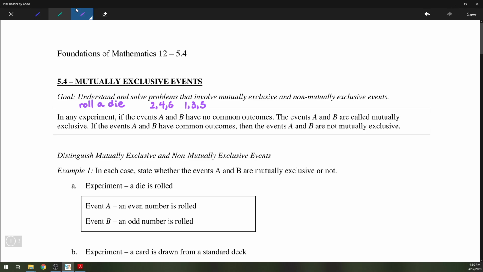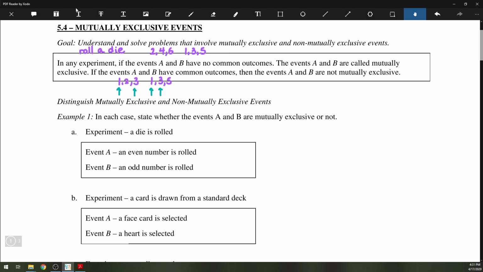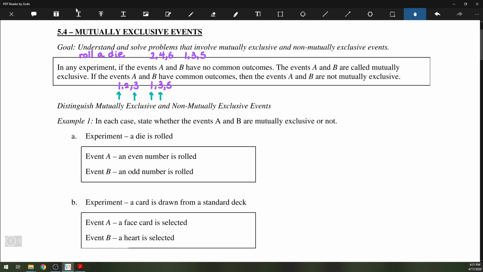Let's say instead event A is the outcomes 1, 2, and 3, and event B is still the odd numbers. Then they are not mutually exclusive because they have shared outcomes, in this case 1 and 3. So they're not mutually exclusive. Okay? So if they have no common outcomes, then they are mutually exclusive. If they have a common outcome, they are not mutually exclusive.